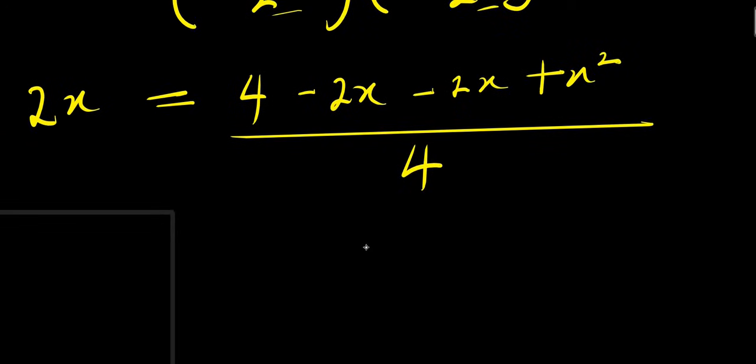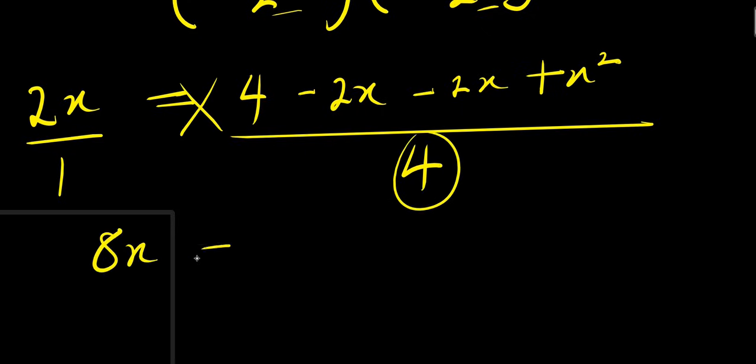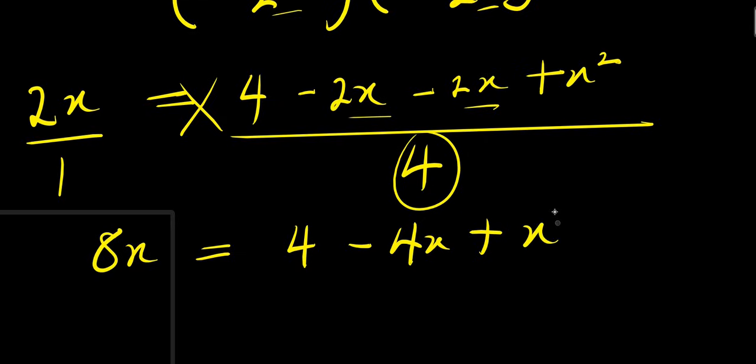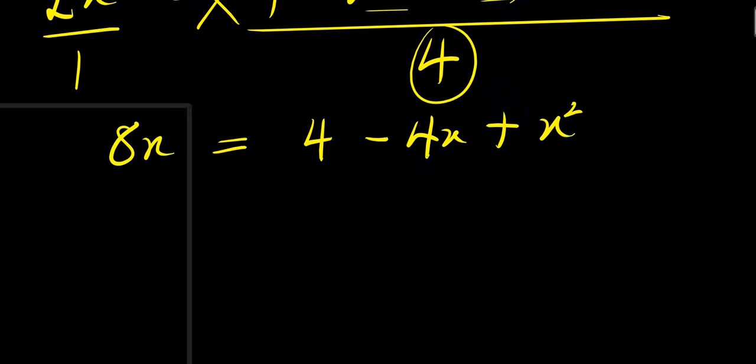So I can decide to cross multiply. This is over 1. Cross multiply, 4 multiplies 2x. That's 8x equals 4 minus 2x minus 2x, that is minus 4x plus x squared.